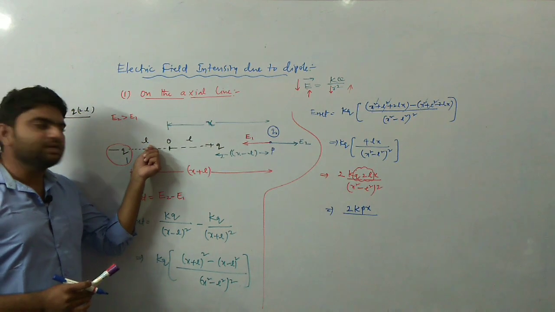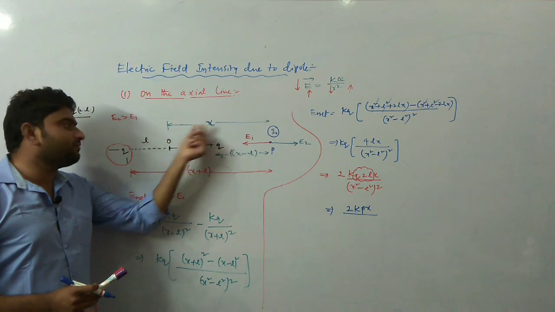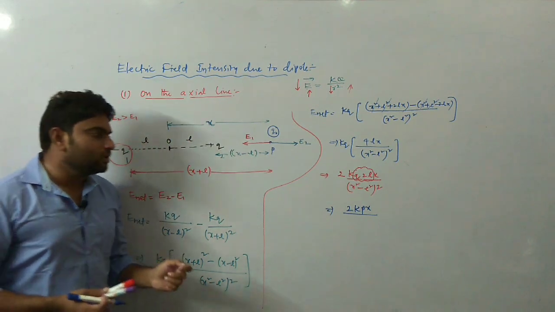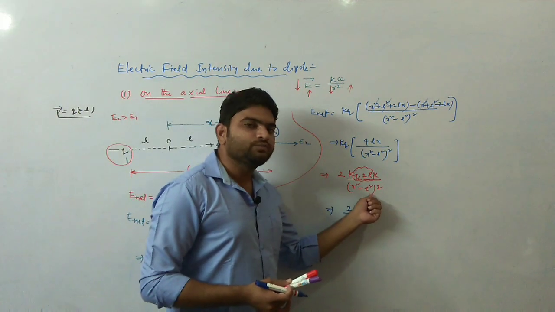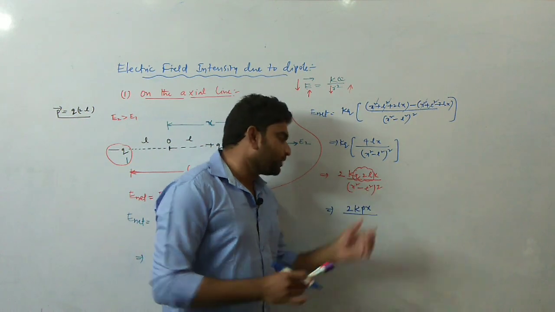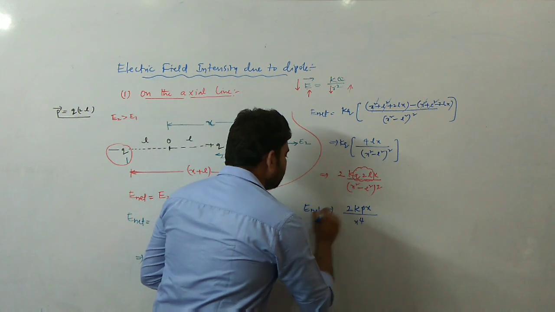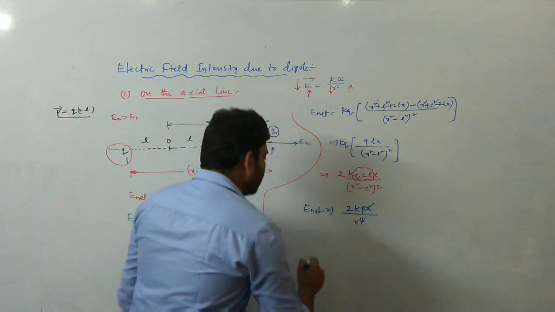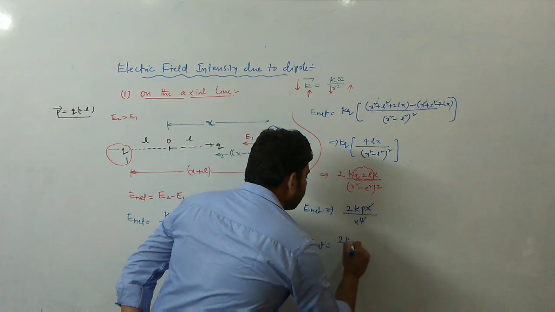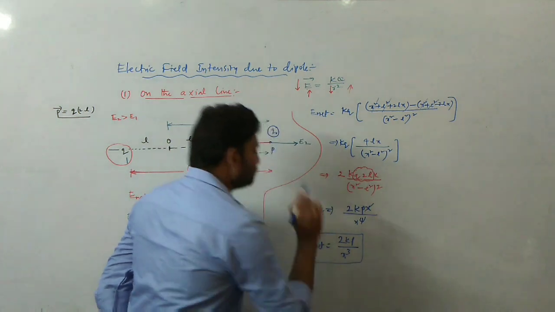As I already mentioned in the beginning, my L value is very small when compared to x. As x is very much greater than L, in front of x my L value is very small, so I am eliminating L, which is going to be 0, and the remaining is x square whole square, which becomes x power 4. Now one x cancels, and finally my E net value will be equal to 2kp by x cube. This is the E net value.